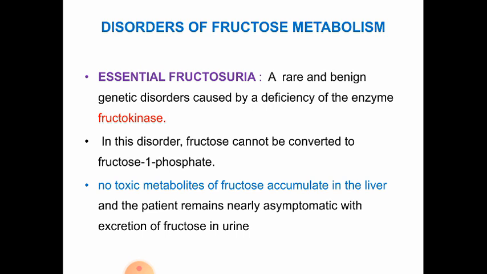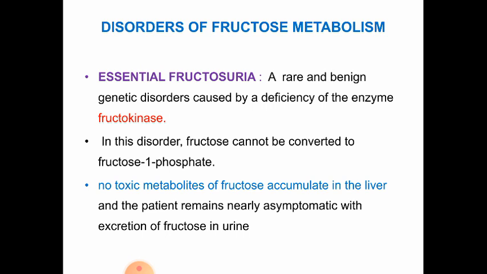Next, let us move on to the disorders associated with fructose metabolism. That is essential fructosuria. Fructosuria, as I said before, is due to the deficiency of the enzyme fructokinase, the first enzyme. Essential fructosuria is a rare genetic disorder caused by the deficiency of the enzyme fructokinase. In this disorder, fructose cannot be converted to fructose 1-phosphate.